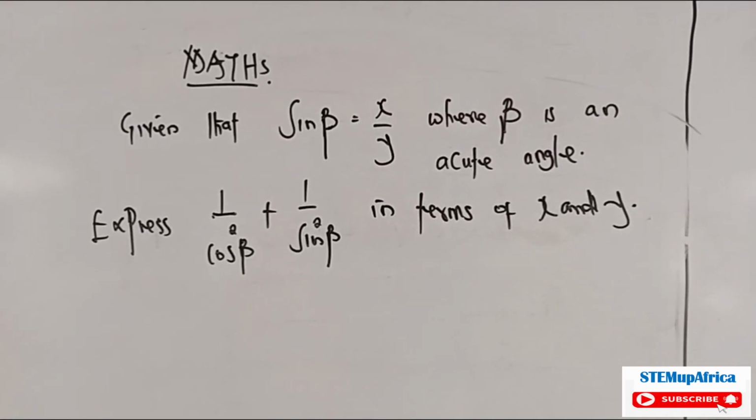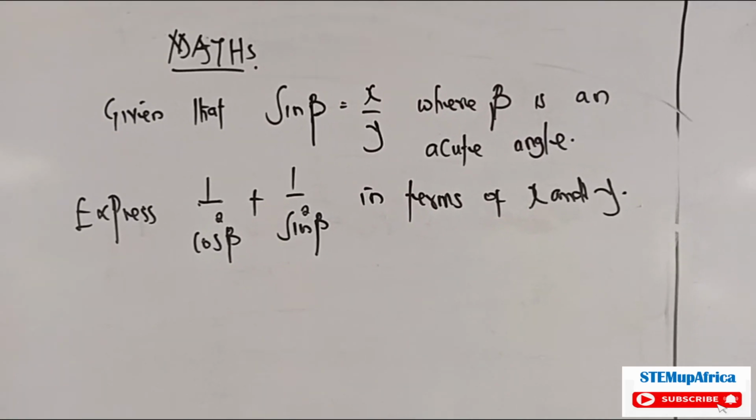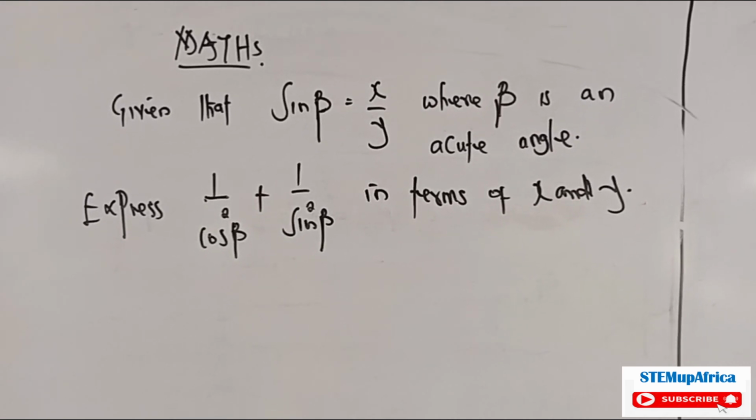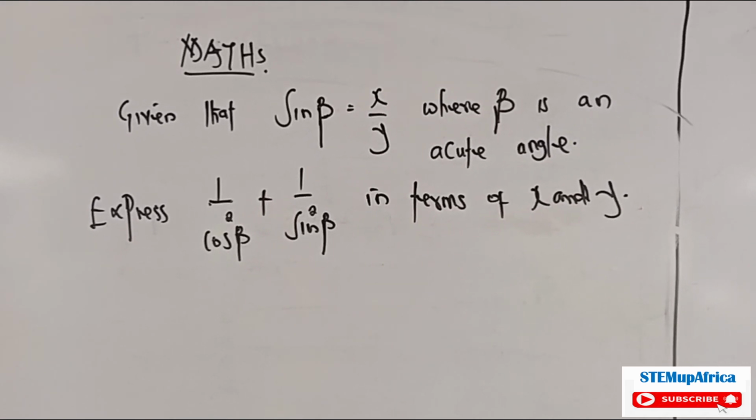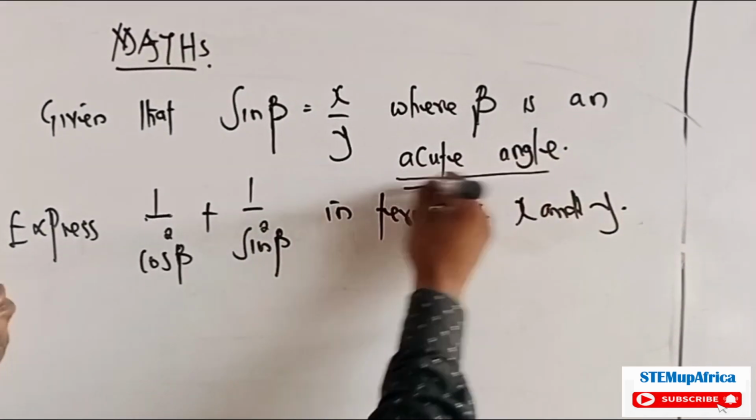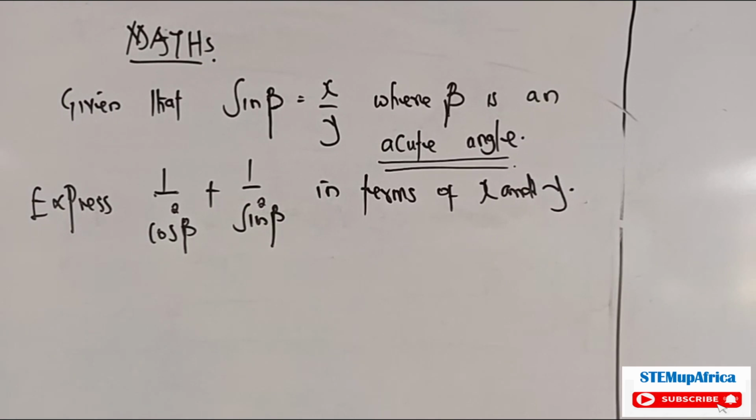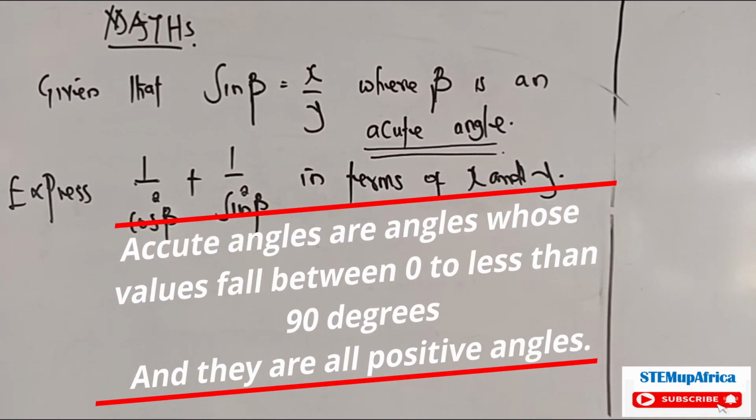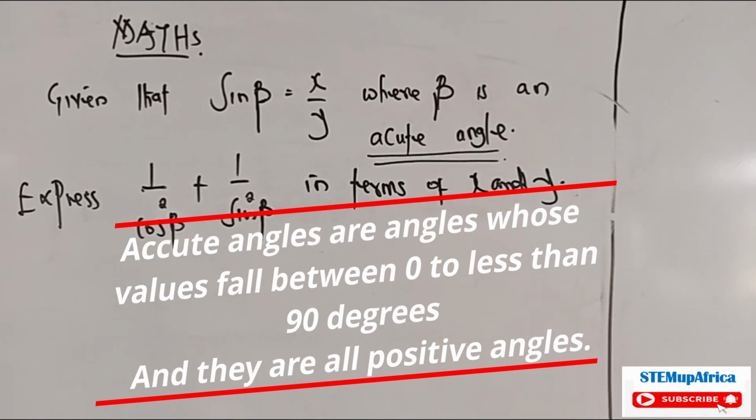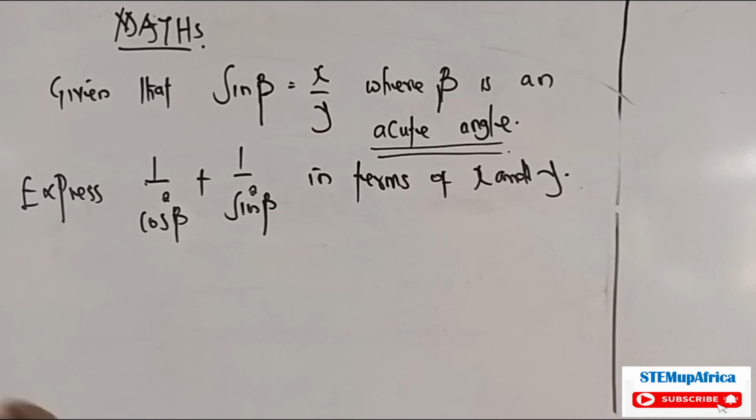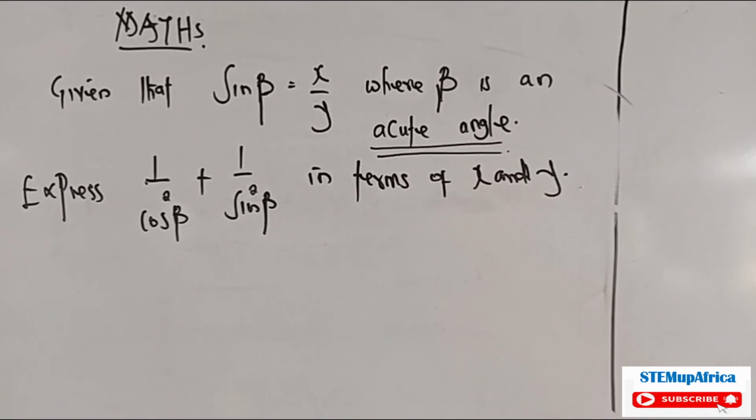Welcome to our class. Today we are looking at a question under trigonometry, and the question says, given that sine beta is x over y, where beta is an acute angle. Take note of that. Beta is an acute angle. So what are acute angles? Acute angles are angles whose values fall between 0 and 90 degrees, less than 90 degrees, and they are all positive angles. That means the three trig ratios we have, sine, cos, and tan, give us a positive value.